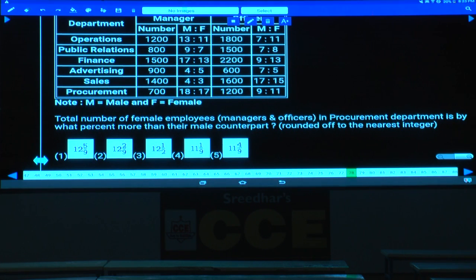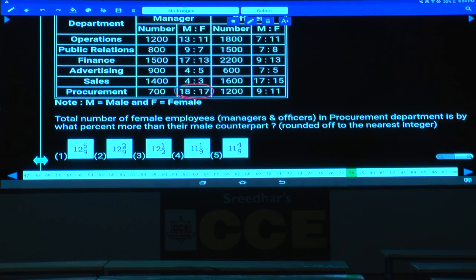Total number of female employees in both managers and officers in procurement department is by what percentage more than their male counterpart? Rounded off to nearest integer. Okay. Procurement department, last one.